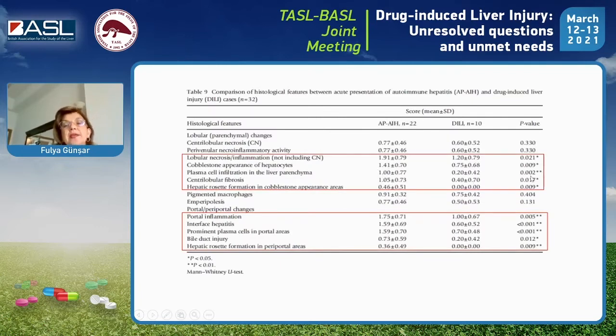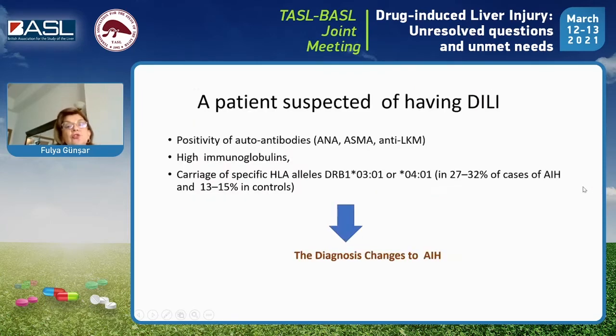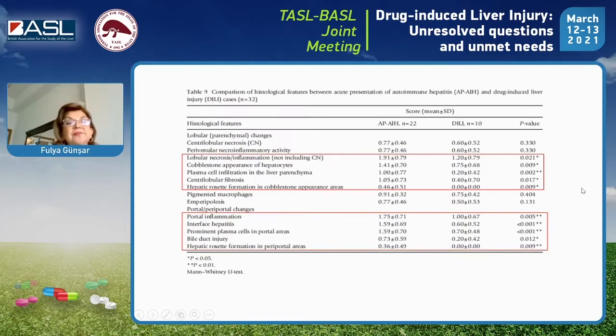When they compare the histopathologic characteristics in 2 groups, lobular necrosis, cobblestone appearance of hepatocytes, plasma cell infiltration, central lobular fibrosis, hepatic rosette formation, like other portal characteristics, are more prominent in acute presentation autoimmune hepatitis. So liver biopsy can be helpful to differentiate the diagnosis.